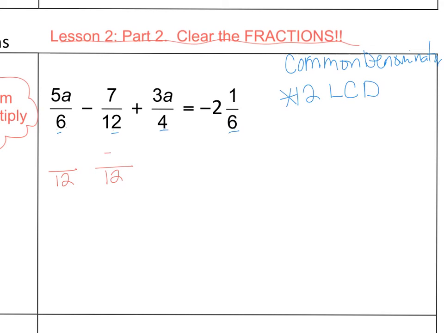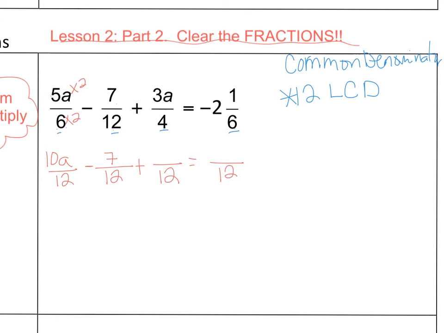This one's already done for me. Woohoo! Don't forget the minus sign. Plus, I want to rewrite this one a denominator of 12. This one's a mixed number, so we're going to have to do a little work there too. But all in all, I want a denominator of 12. All right, so starting with term number 1. How do I get from a 6 to a 12? I times it by 2. So that's what I'm going to do to my numerator. So 5a times 2 is 10a.